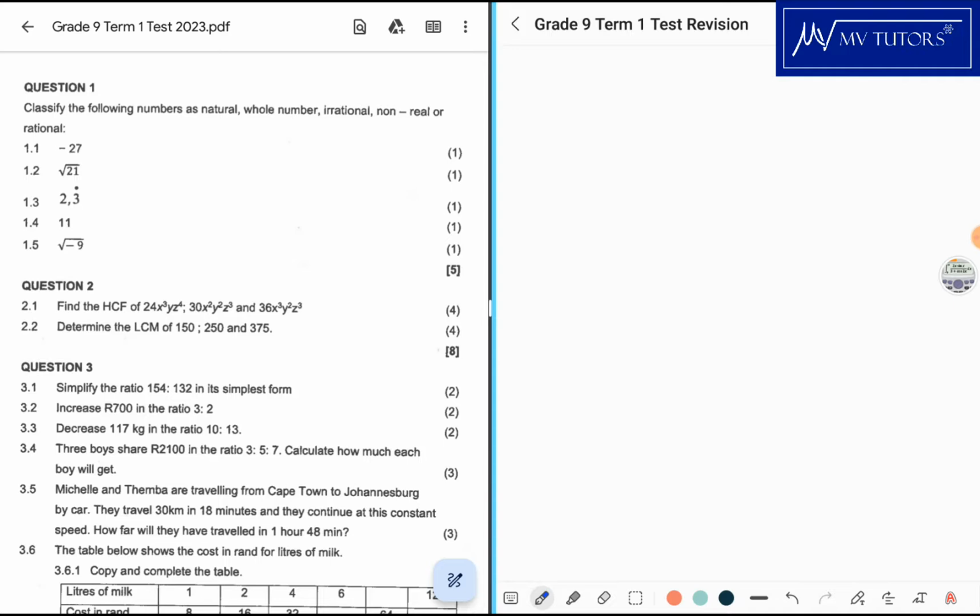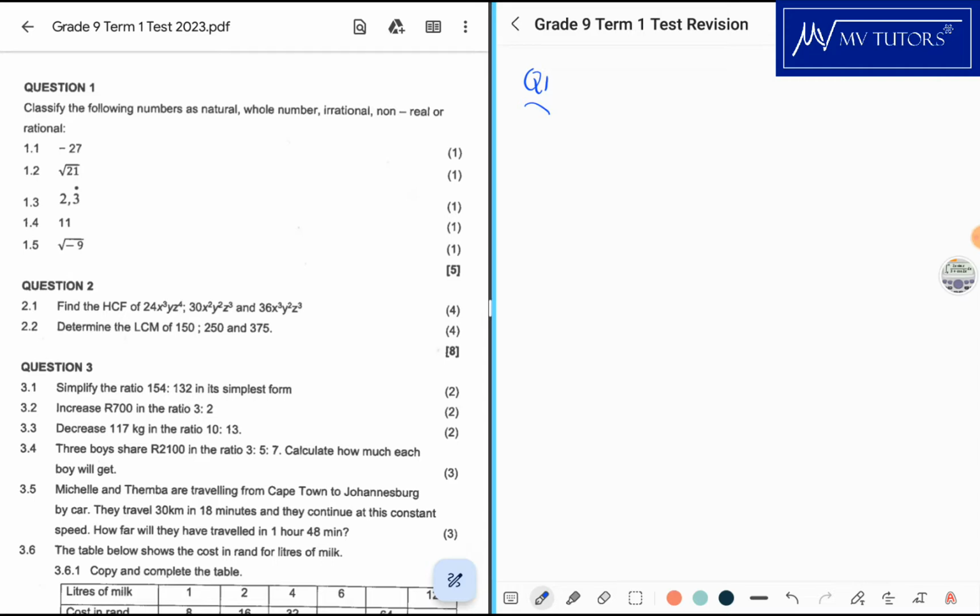All right, so we're going to look at a paper from last year, 2023, and hopefully this will help you in preparation for your first term test this year, 2024. So without wasting any time, let's get to question 1.